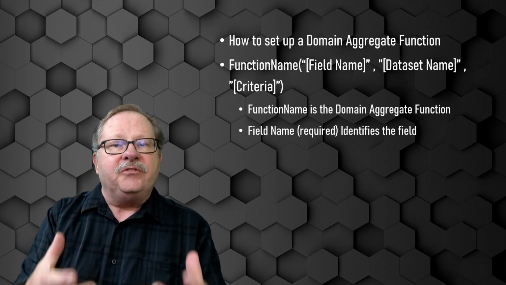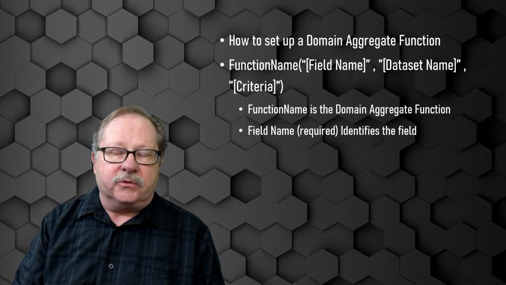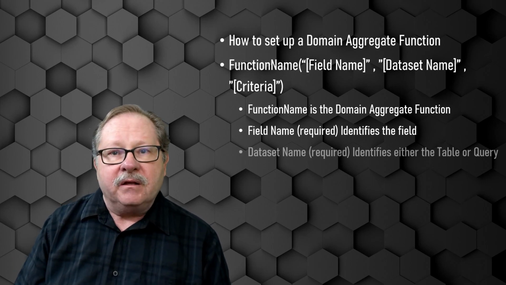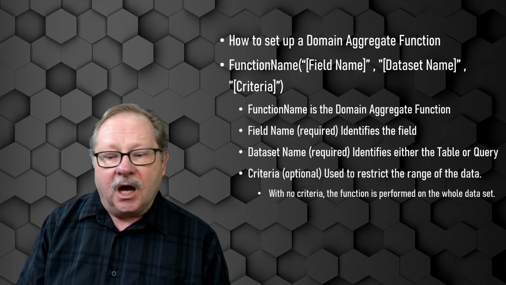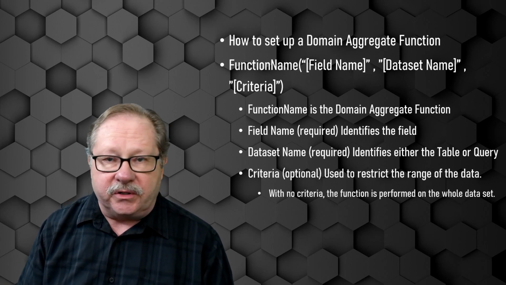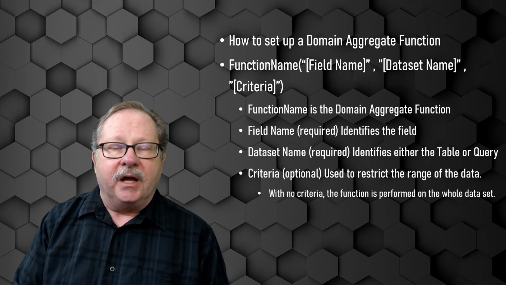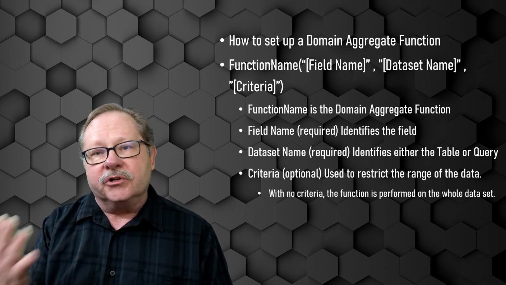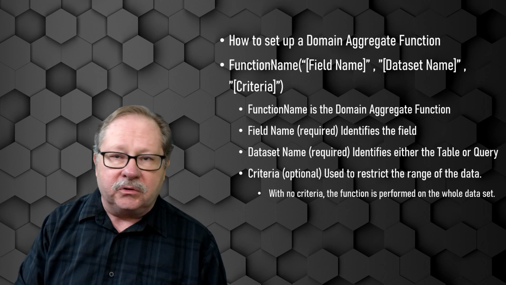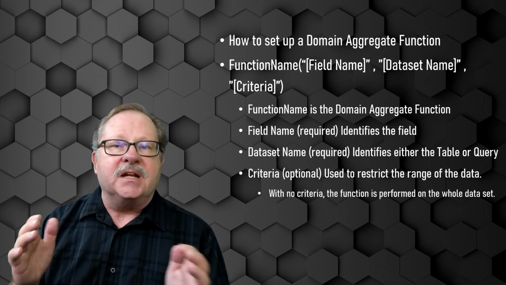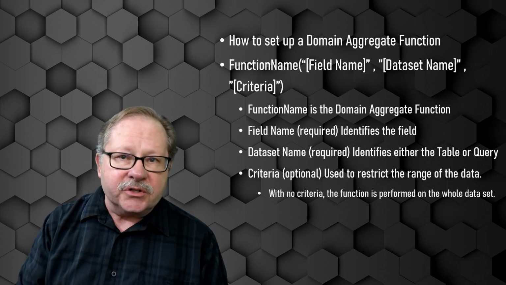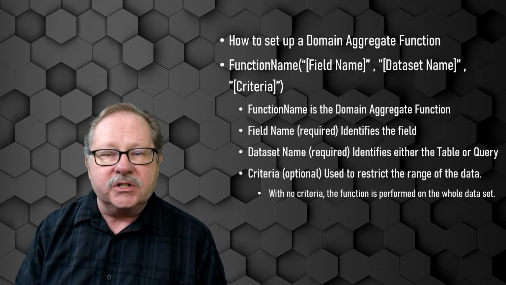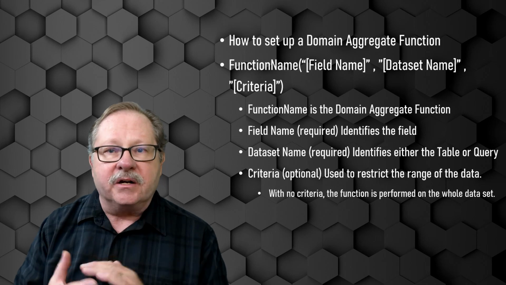You have to tell it what field you want to have summed or counted or averaged. You have to tell it what table that field is from. And then optionally, you can add criteria to it if you desire. So you can say that I only am interested in records that are over a certain amount or under a certain amount, or that are from the state of California, or any of those type of criteria. If there is no criteria, the function is just performed over the entire table or query that you're using.